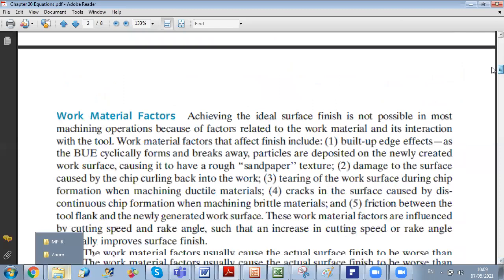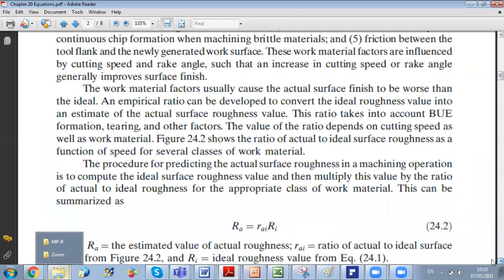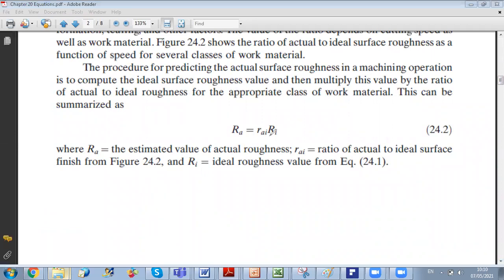So we have several issues that will affect the actual roughness of the surface. The main ones are the work material factors. You know that achieving the ideal surface finish is not possible in most machining operations because of several factors, as for example, the built-up edge effects. We have the damage of the surface caused by chip formation. We have cracks, friction, etc. All these factors will affect in a bad way the finish of the surface. This is why in general, we can define an actual roughness that can be computed as a function of the ideal roughness times a certain factor.